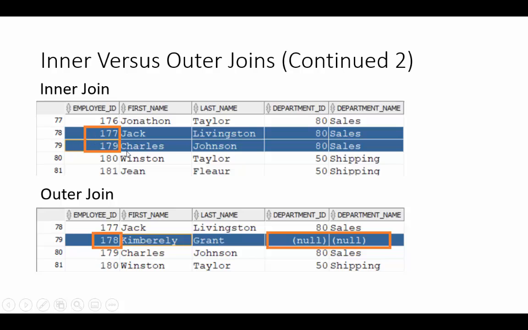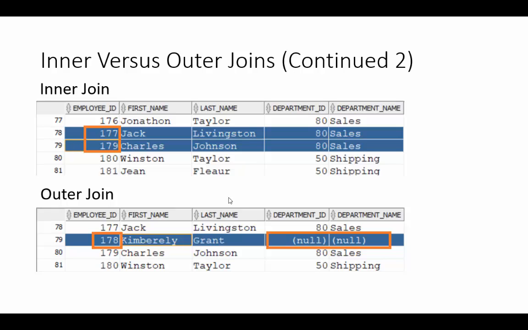With an inner join, we don't get Kimberly, employee 178. With an outer join, we do get Kimberly and no information for the department because she doesn't have a department ID. Alright, so always be very careful if you want to get a listing of all employees, regardless of whether they have a department.